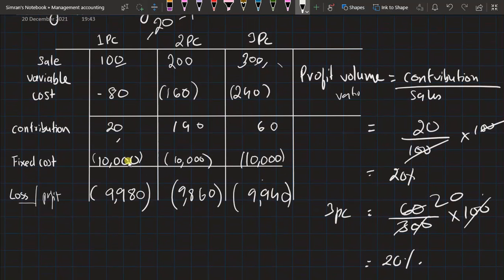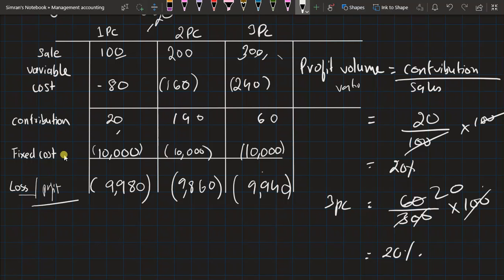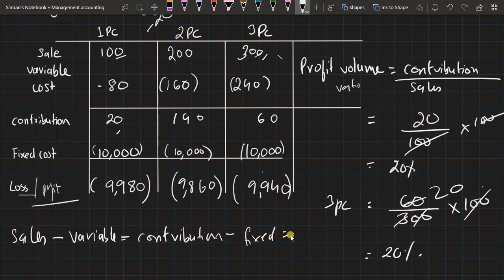Next we have the profit. How do we get profit? It's a very simple equation. We see here there are sales, and if we subtract the variable cost from the sales, we get the contribution. Simple. I hope my video is not lagging. Contribution. Next, if we subtract the fixed cost from the contribution, we get profit or loss.